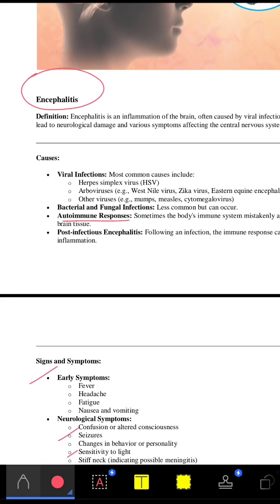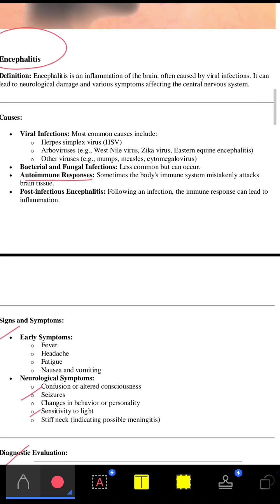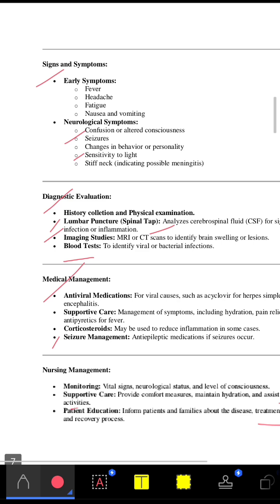So already I told you the definition of encephalitis, that is the inflammation of the brain. It is a serious and potentially life-threatening inflammation of the brain, which is caused by a viral or bacterial infection. So encephalitis is an inflammation of the brain often caused by viral infections. It can lead to neurological damage and various symptoms affecting the central nervous system.